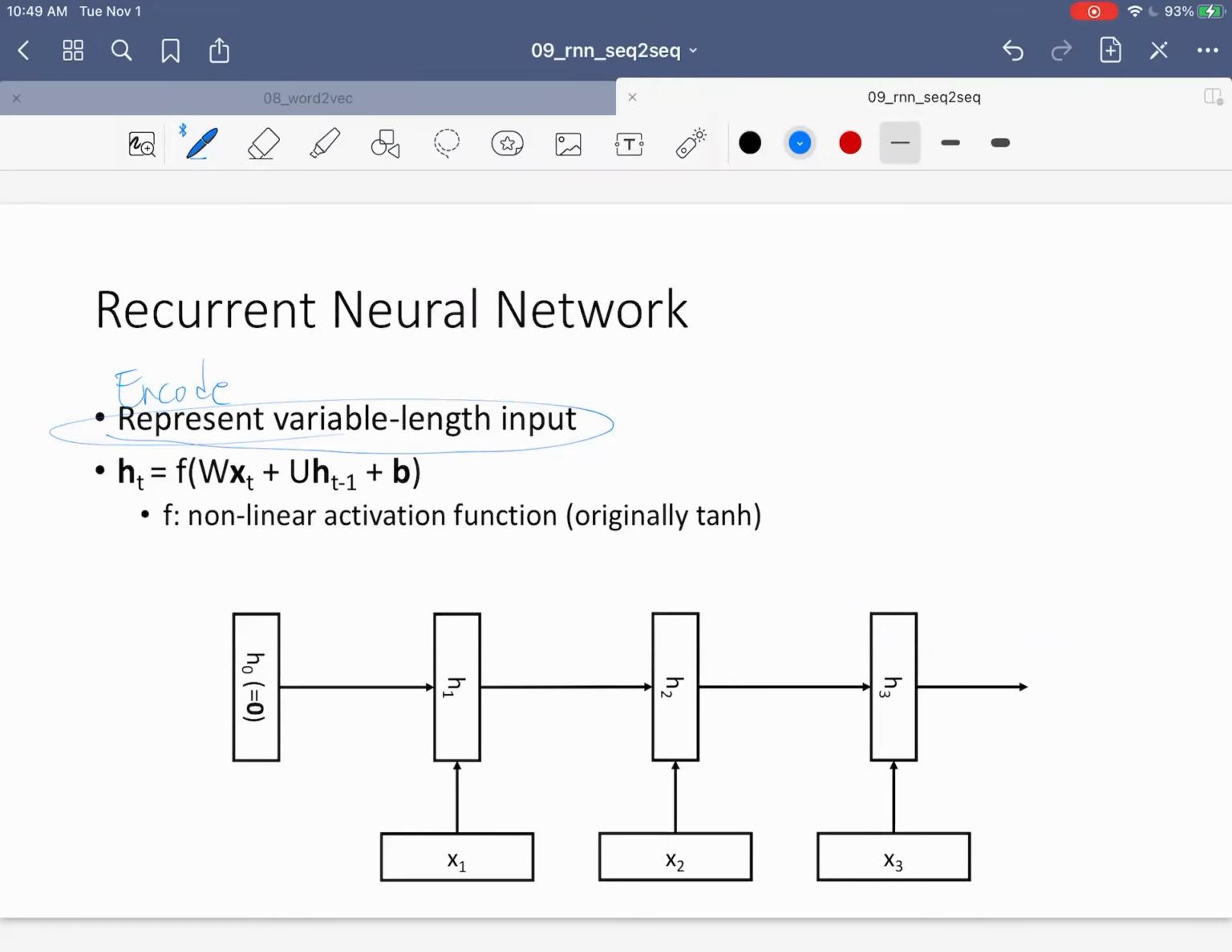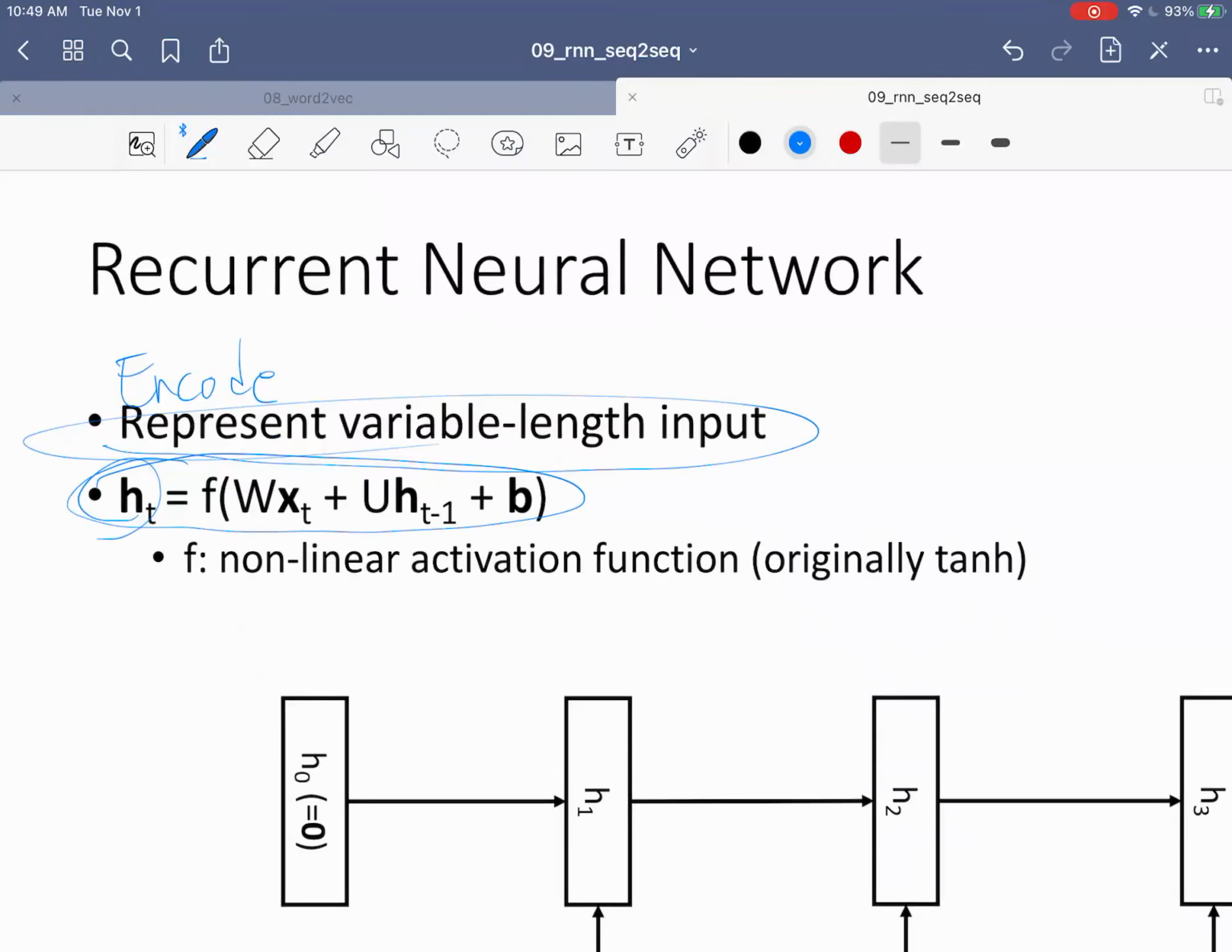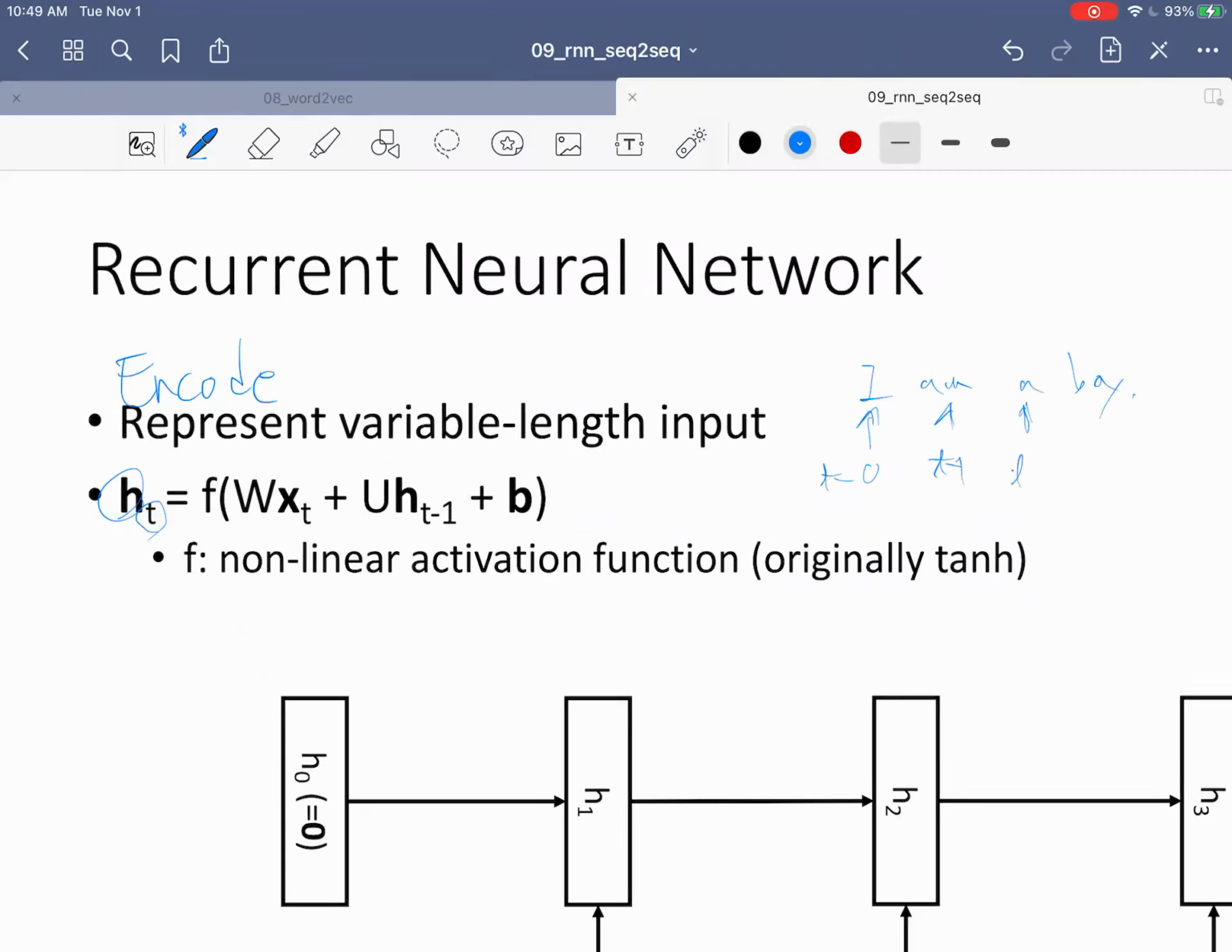And its update equation is super simple. This is the only equation you need to know. So H is your hidden layer, and T is your time step. So if you have a sentence like I am a boy, then this is your first word, so I'm going to put T equals 0. This is T equals 1. This is T equals 2. This is T equals 3. And then usually we use the termination symbol, a period, somewhere. So there's the end of sentence, T equals 4.